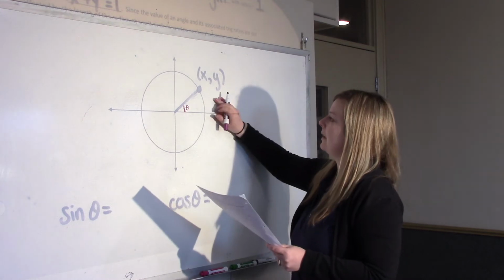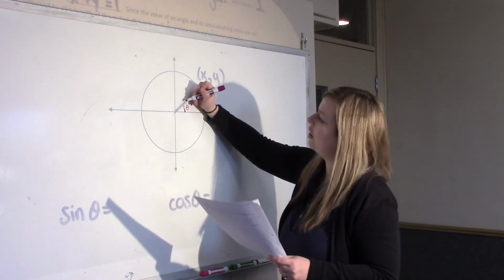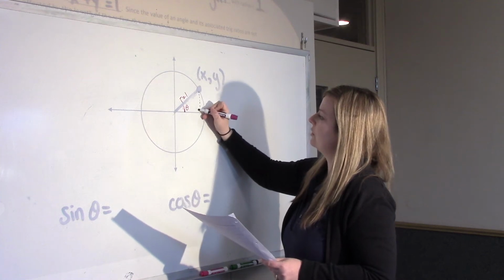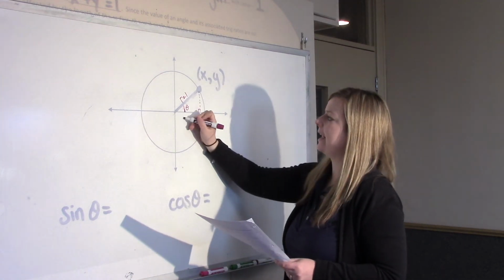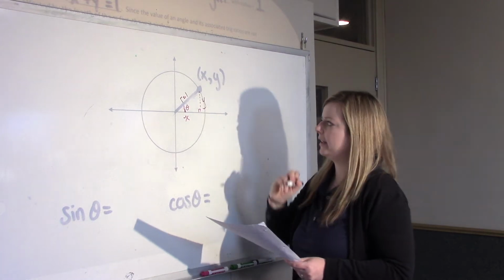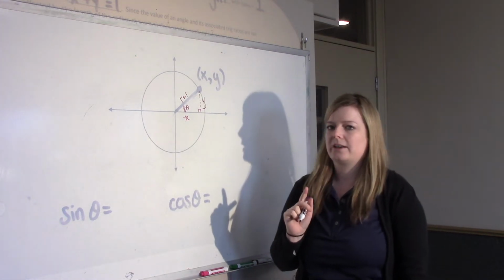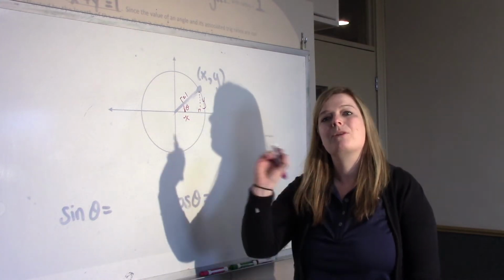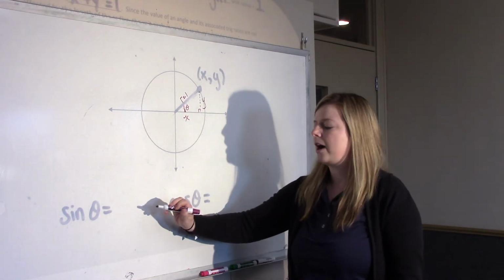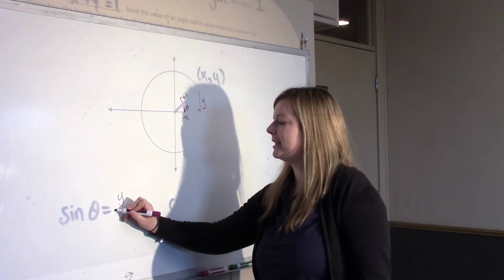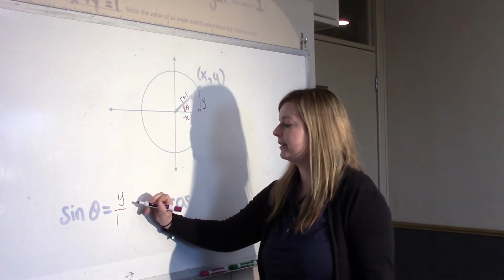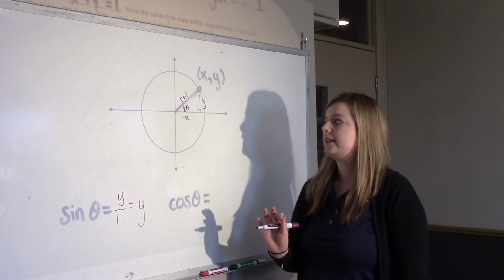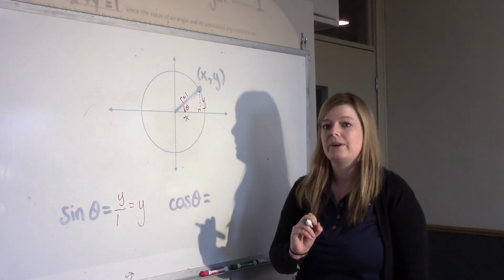So in this case, our radius is equal to 1. We drop down a vertical to create our right triangle. So this is again our x value and our y value. But now we can define sine more simply, because sine is y over r, but now r is just 1. So really we can write that sine is just equal to y. This is extremely important, okay?